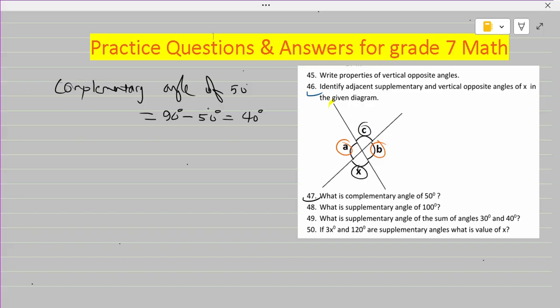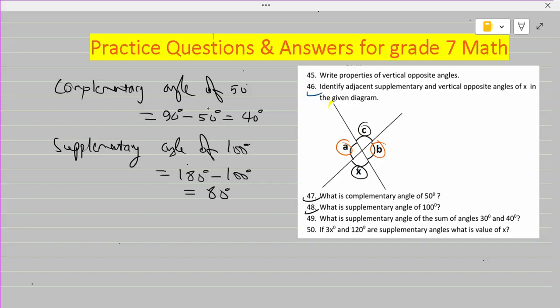And in number 48 we are asked, what is the supplementary angle of 100 degrees? Supplementary angles are those whose sum is 180 degrees. So to find the supplementary angle of any given angle, you have to subtract that angle from 180 degrees. So the supplementary angle of 100 degrees is 180 degrees minus 100 degrees, so you get 80 degrees. So that is 48. And now 49.